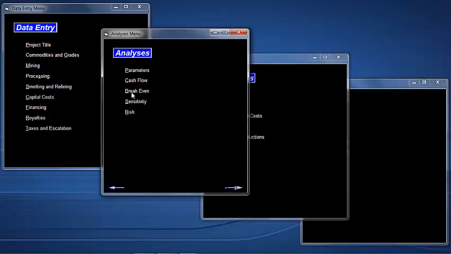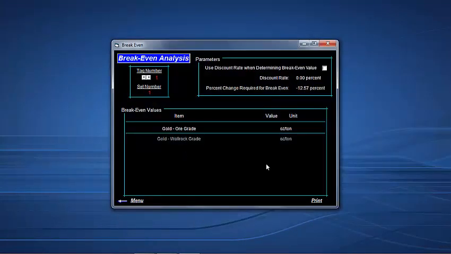Let's look at a couple things here. Let's do some break-even analyses. First thing the program's looking at is the first thing we tagged, which is the gold grade. It starts in by doing analyses without using the discount rate, but we'll of course want to throw the discount rate in. So our project should be profitable at a gold grade of above 0.065 ounce per ton.